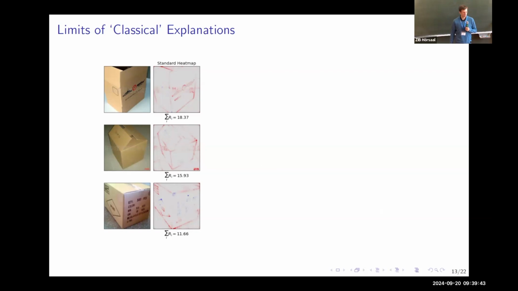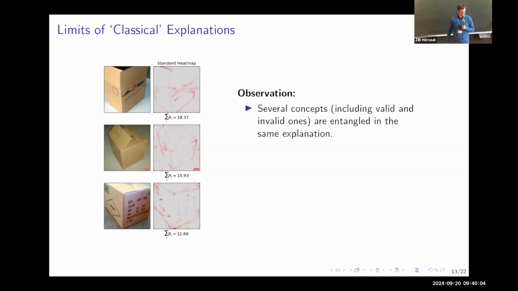And you see that it uses some features which are correct, but also some features which are incorrect. You have this watermark at the center of the image, which is picked up as evidence for the class cartoon. It just happened that the data was collected in a way that many of these images had this watermark, and the model found that out. So you basically have multiple concepts which are entangled in the same explanation.